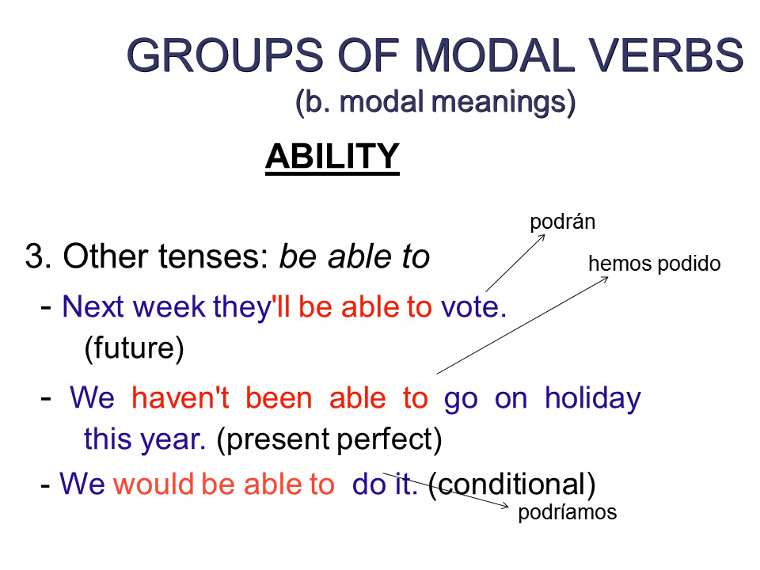And here are the other tenses of be able to. Next week they'll be able to vote. We haven't been able to go on holiday this year, as a present perfect. We would be able to do it, conditional.